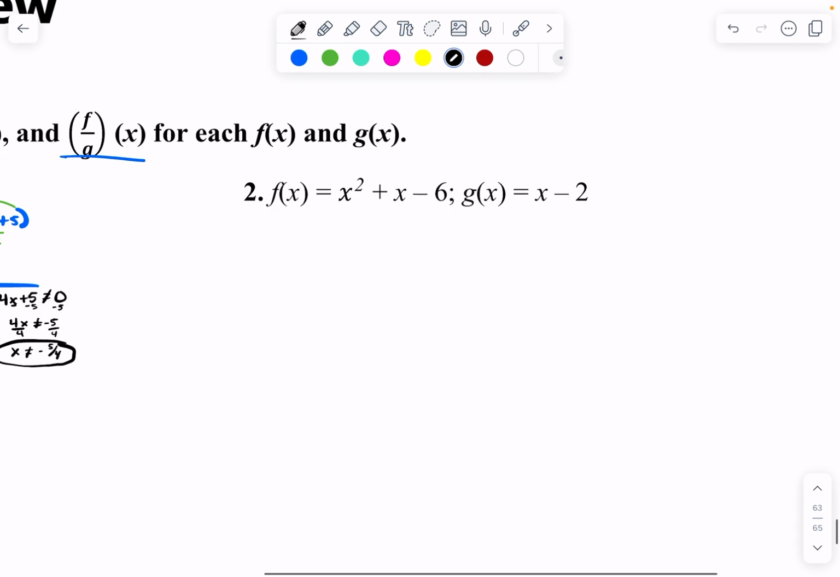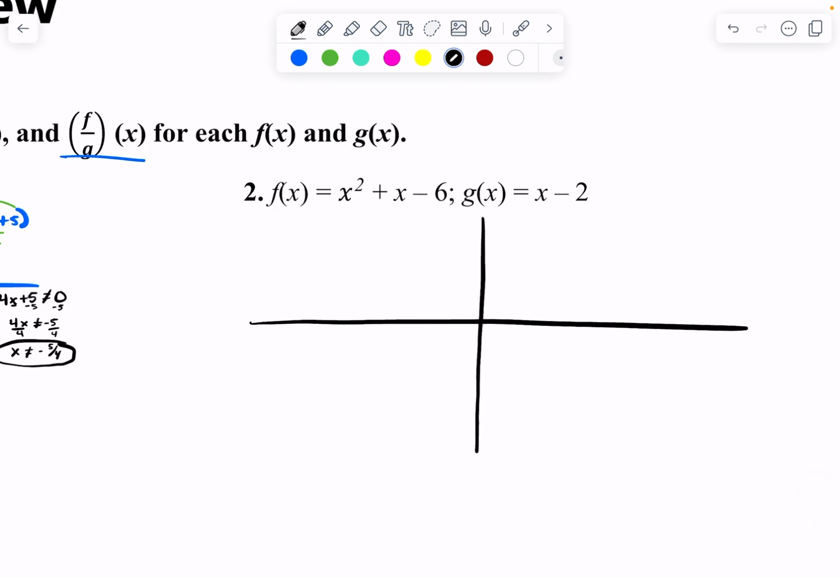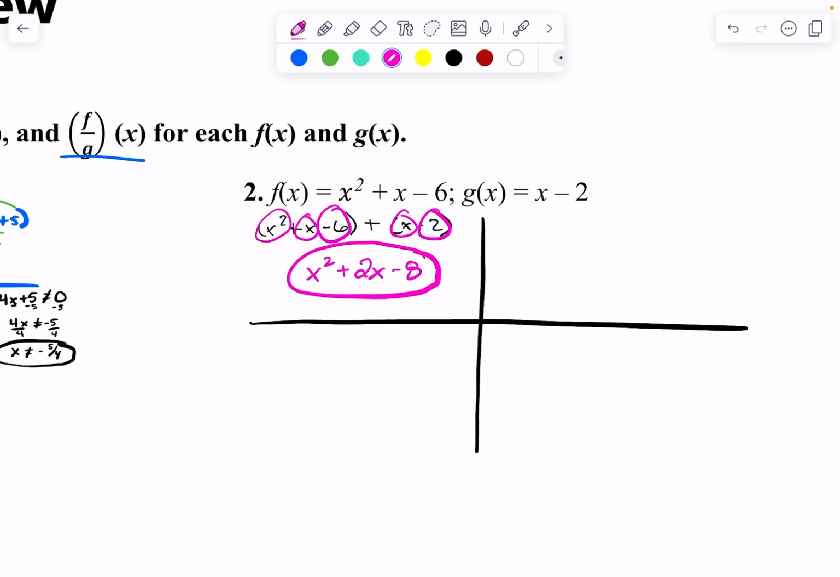Okay, this one over here, we're doing, again, 4 of them. So adding, I'm taking x squared plus x minus 6, and adding x minus 2. So I'm just combining like terms. X squared is the only square, so I'm just going to write it down. But then I've got an x plus another x is 2x. Then I've got negative 6 and negative 2, which is negative 8. And there's my addition. Okay. Subtraction, I've got x squared plus x minus 6. He's just chilling.